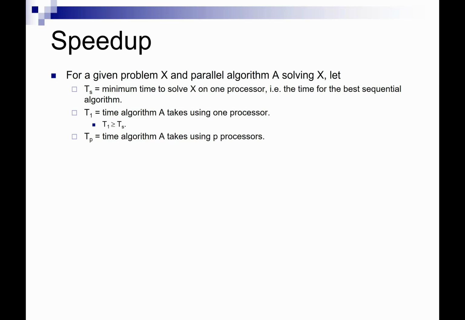Next we're going to define TP. This is the amount of time that algorithm A takes to solve x using P processors. So this is like the parallel running time of A when we're using P processors. Next we'll define several ways of measuring speed up.